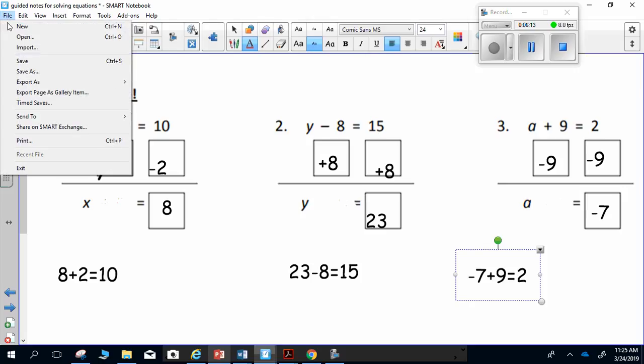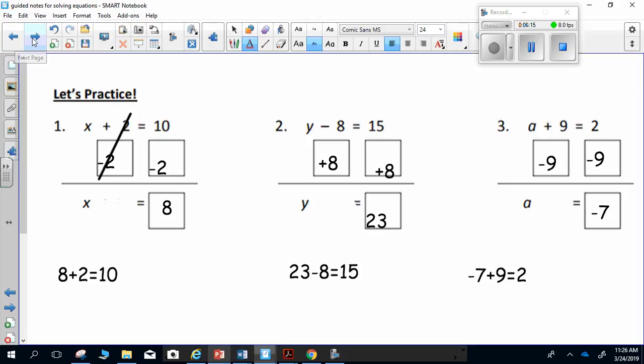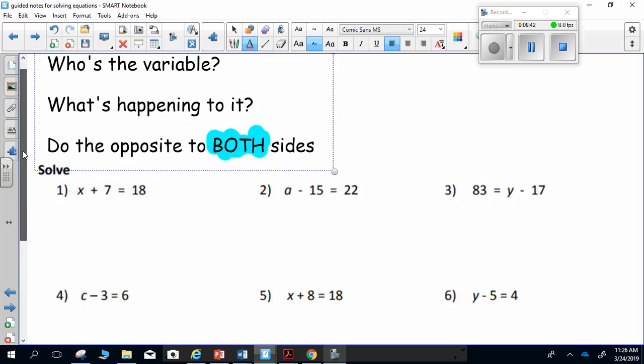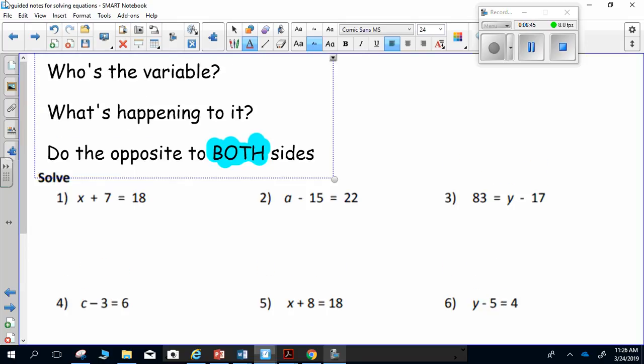Okay. All right, so what you're going to do now is you are going to be asking yourself these questions, and you're going to work through these problems on your own. For each question, you're going to ask who's the variable, what's happening to it, and do the opposite to both sides: subtract 7, subtract 7. This problem, number 3, is set up a little differently, just because the 83 is first, but you're just going to do the same thing. Who's the variable? It's having 17 subtracted from it, so you're going to do the opposite to both sides. Some of your answers may be negative, so you're going to work through these.